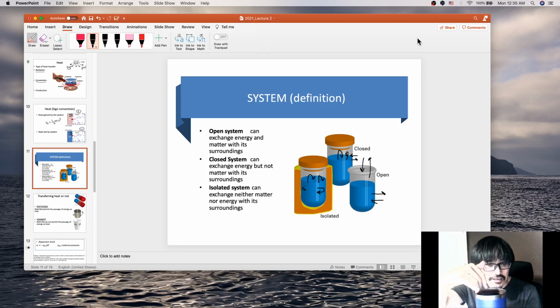So they actually put the shiny reflective surface so that if the system radiates heat, it bounces back because it's reflective. So there is no heat loss with the radiation.